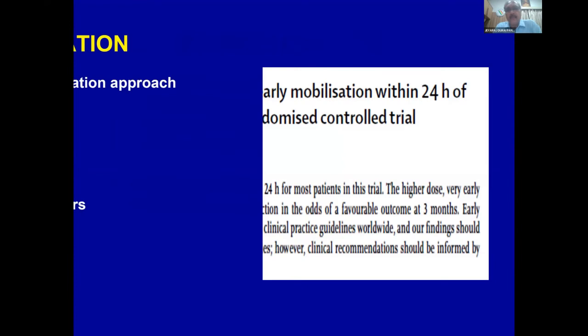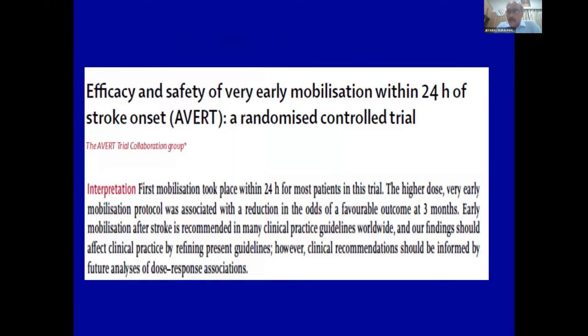This is a trial called AVERT, which studied early mobility, that is within 24 hours. Early mobility based on this trial is harmful. You should not mobilize these patients, but after 24 hours, if they are medically stable, you can start the mobilization. However, all the other passive exercises and other procedures in rehabilitation can be followed.